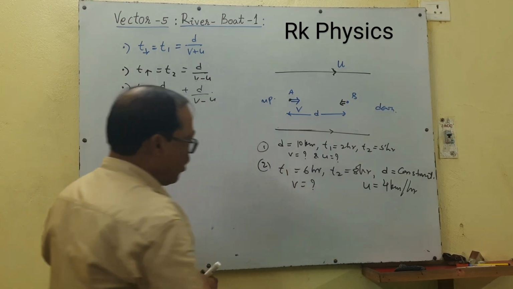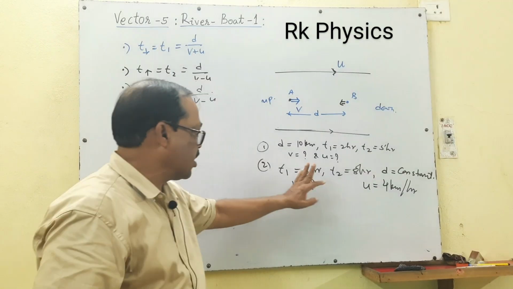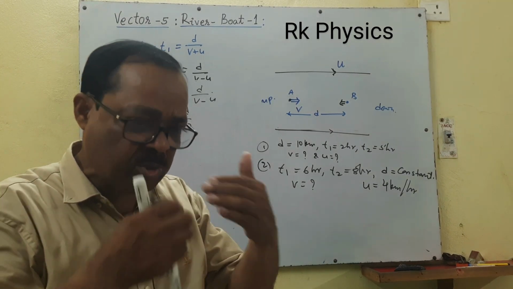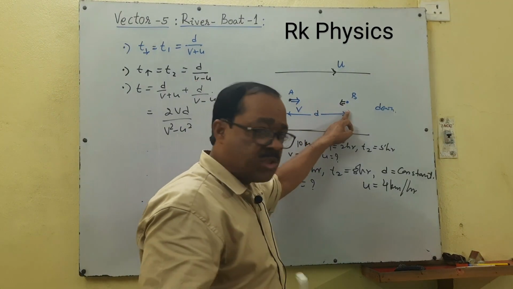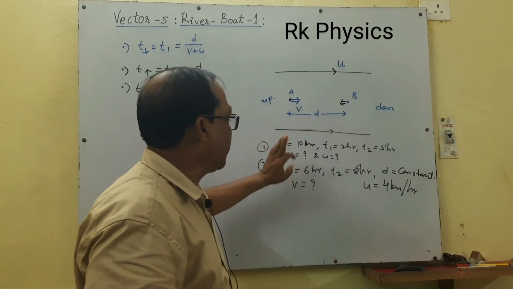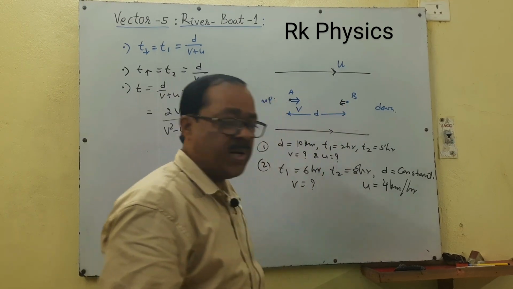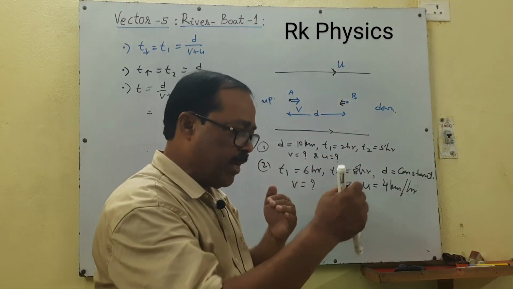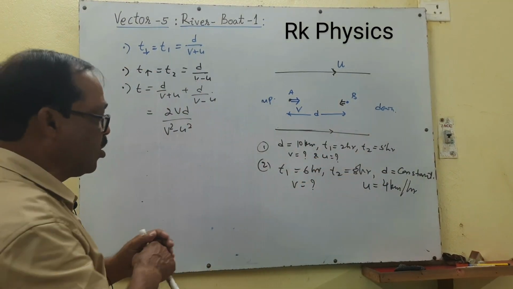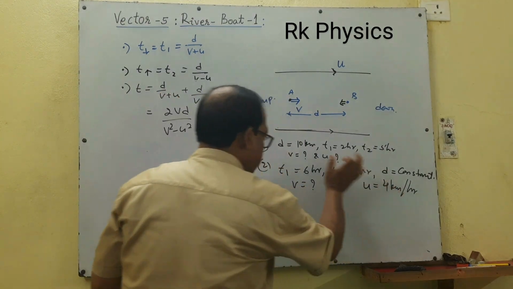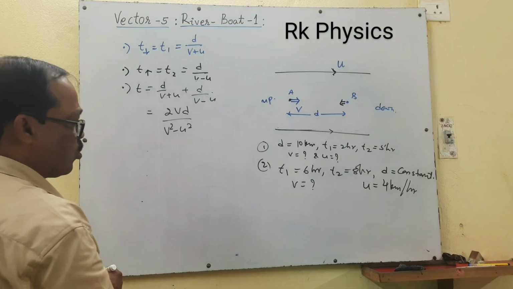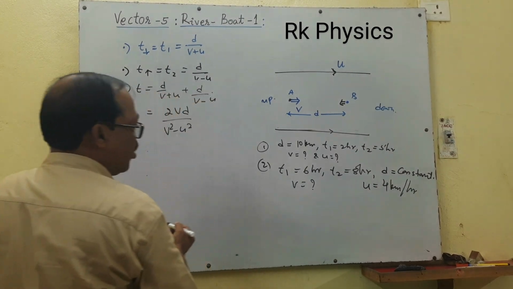In the second data, what is given? T1 is 6 hours, T2 is 8 hours. That means the time taken from one place to another place along downstream in the river is 6 hours, along upstream is 8 hours, and the distance is constant, meaning the boat moves from A to B, then B to A, so D is constant. Speed of river is 4. Find out the velocity of the boat or velocity of the swimmer.